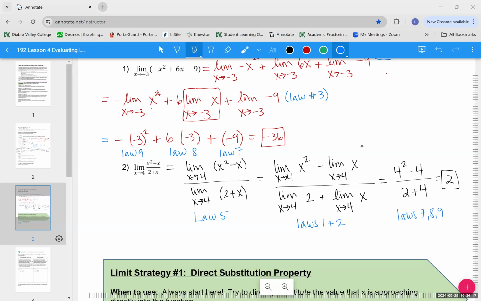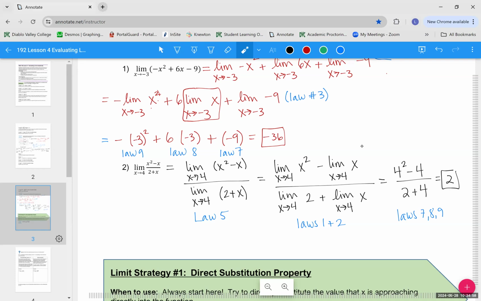Okay, how did it go? I've gone through my steps here. I just started by breaking it into the limit of the top over the limit of the bottom, which is what Law 5 tells us we can do. And then I have a difference and a sum. So I broke it into the difference of the limits and the sum of the limits, which is the first 2 laws. And then lastly, I applied laws 7, 8, and 9 to do like what we did in the last step in the first problem. So plug the 4 in and square it, plug the 4 in both places here, and then the limit of a constant is just that constant.